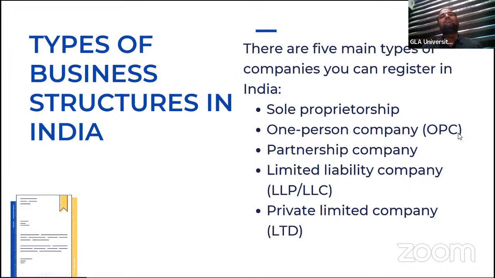Okay. So these are the 5 main categories of companies you can register. One is the sole proprietorship, one is the one person company, also known as OPC. You can register your company as a partnership firm, right? You can register as a limited liability partnership, also known as LLP, right? Or you can register your company as a very popular private limited company.